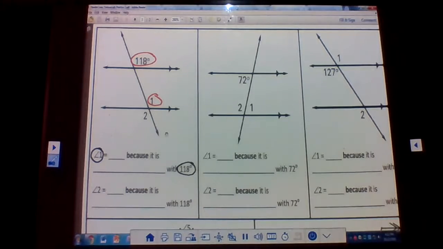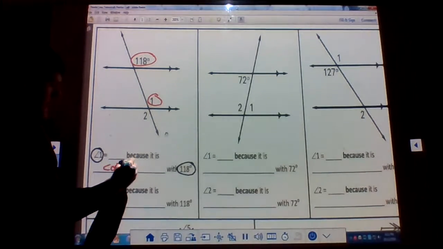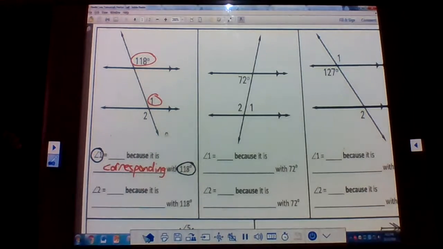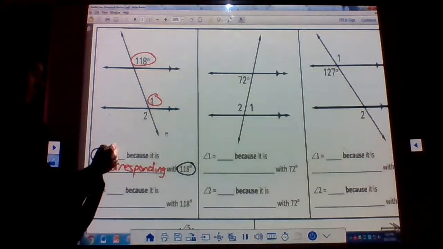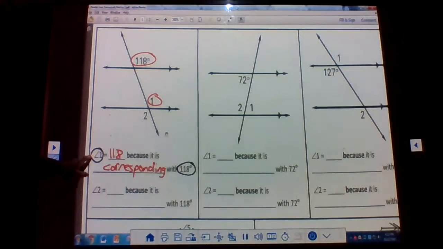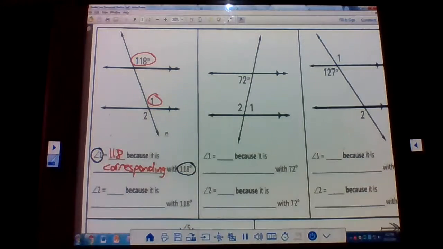Okay. So here it's saying angle 1 equals blank because it is blank with 118 degrees. So we just said these were corresponding. Because they're corresponding and the lines are parallel, we can use the corresponding angle theorem that tells us if the lines are parallel, then corresponding angles are congruent. So if they're congruent, this one is also going to be 118. This entire paper should really say measure of angle, measure of angle, measure of angle, but it doesn't, but it should all say that.